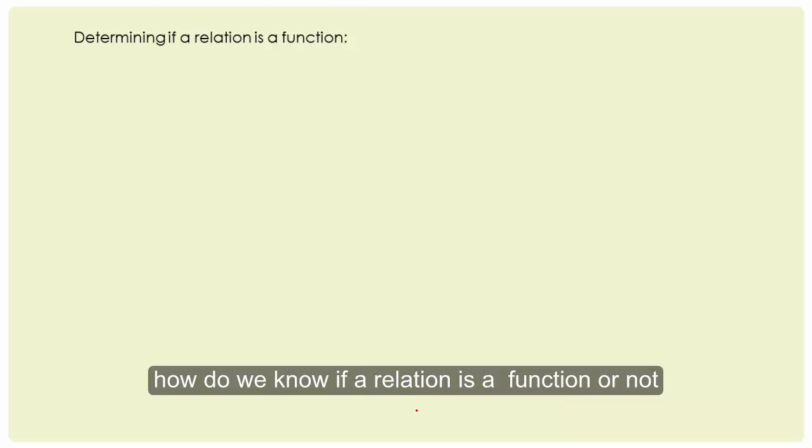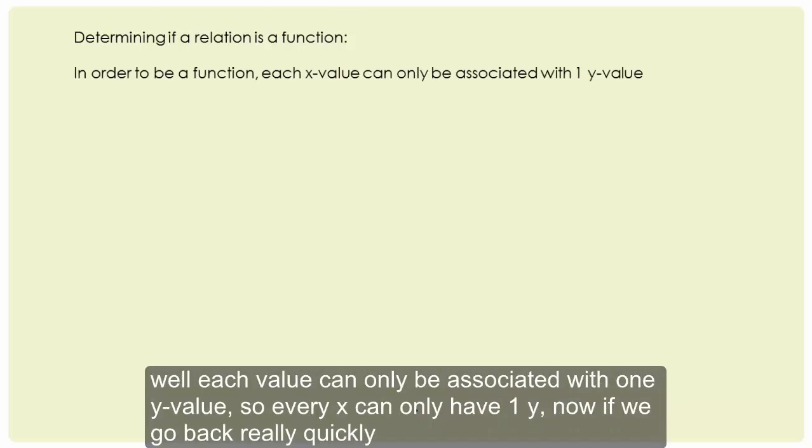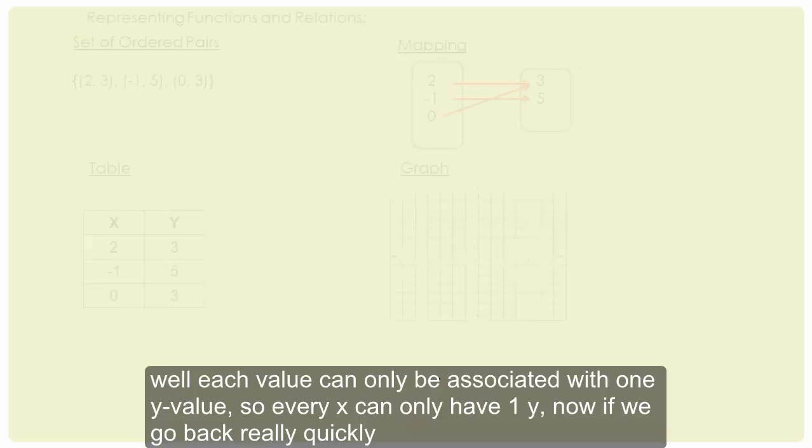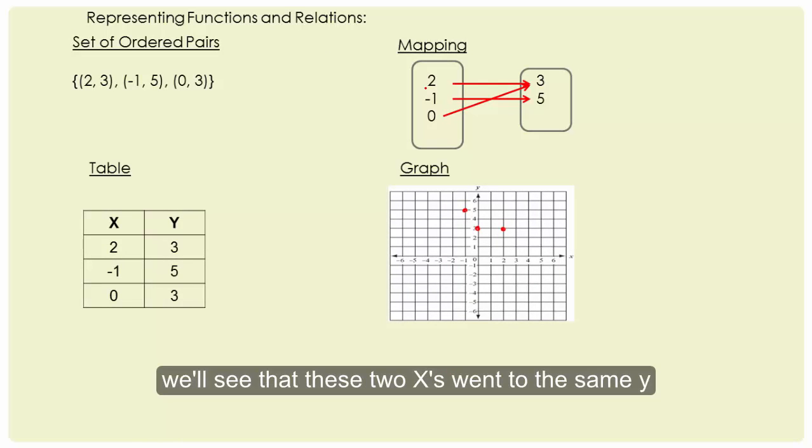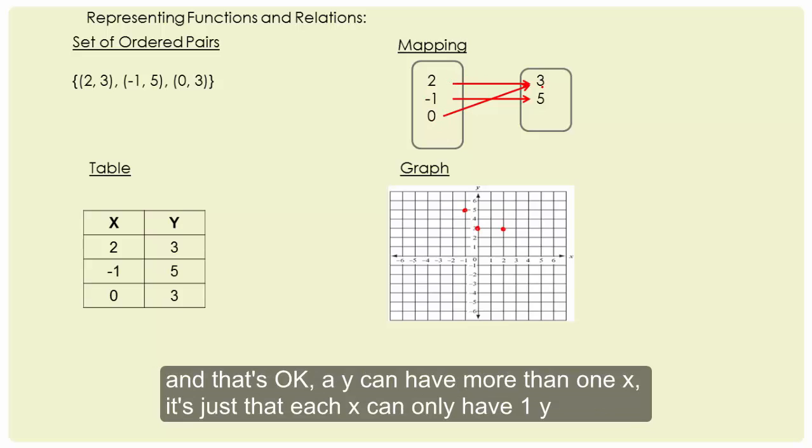How do we know if a relation is a function or not? Well, each x value can only be associated with one y value. So every x can only have one y. Now, if we go back really quickly, we'll see that these two x's went to the same y. That's okay. A y can have more than one x. It's just that each x can only have one y.